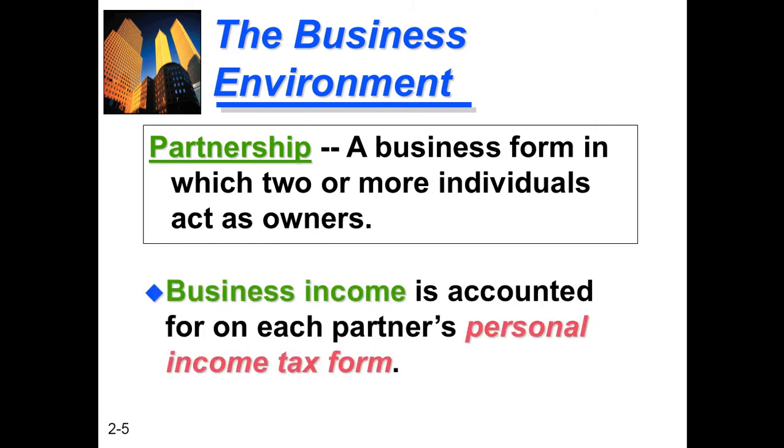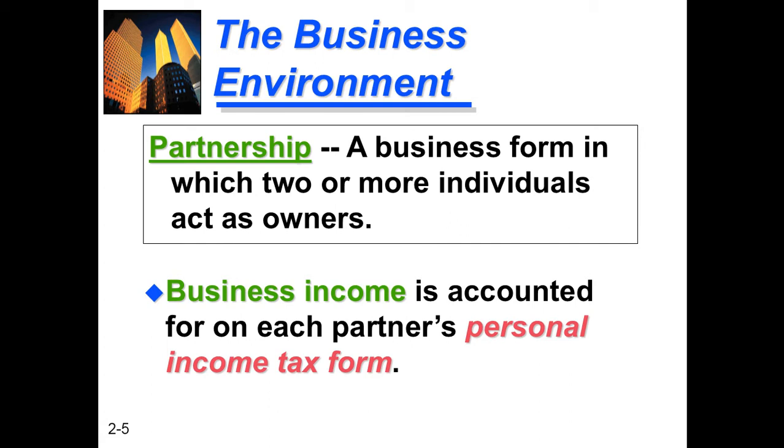Second is the partnership. You have also studied the partnership, a business form in which two or more individuals act as owners. If we have more than one owner, that type of business is called a partnership. Two, five, ten, maybe fifteen persons come together and invest in a business. These partners are liable for all of the debts of the organization. They also run the business and they are also owners of the business.